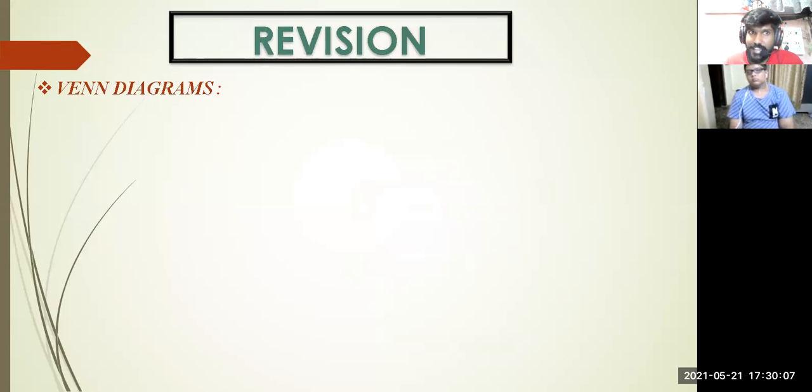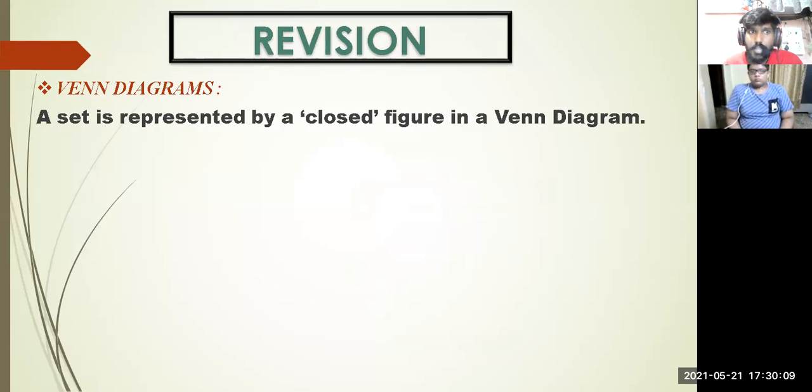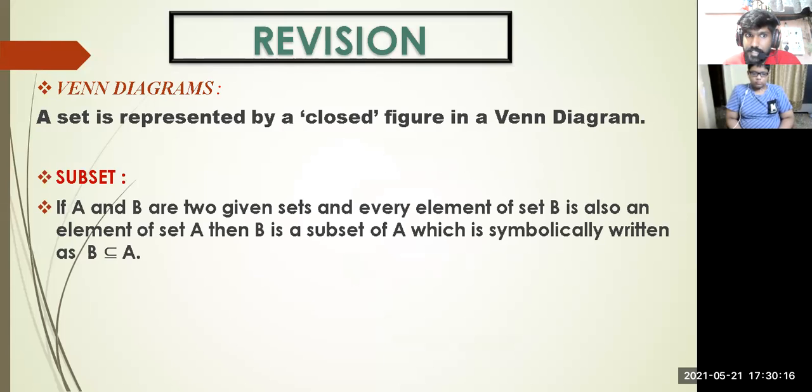So we saw the Venn diagram also. A set is represented by a closed figure in a Venn diagram. And you know what a subset is? If B is a subset of A, that means all the elements of B are in A, or B is inside A.